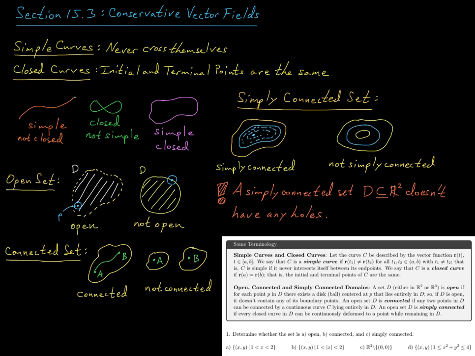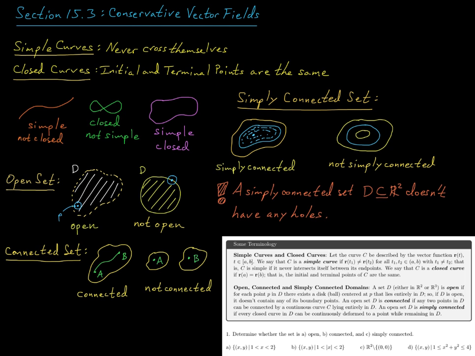So here's an example of a simple curve. Okay, next we have what are known as closed curves, and these are curves where their initial and terminal points are the same. So this curve here in orange is not closed. It does not close in on itself.